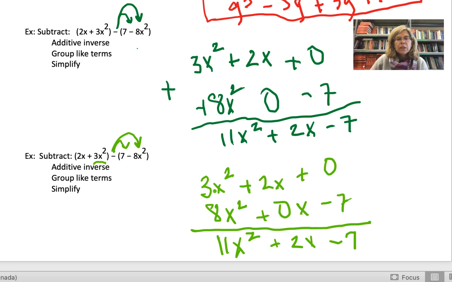Okay, so again, just to reiterate, I put zeros in as a placeholder in cases where there is no term that's the same as whatever the other polynomial has. So this one didn't have a constant, so I add a 0. This one didn't have an x, so I add a 0.